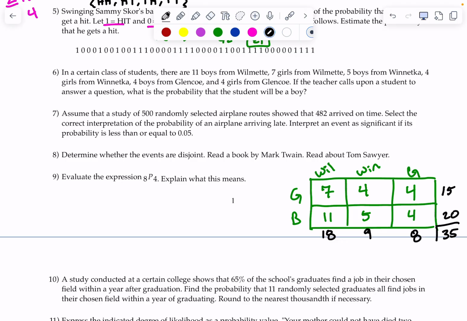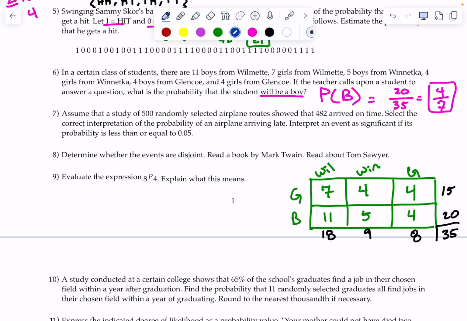If the teacher calls upon somebody to answer the question, what is the probability that the student will be a boy? Probability of boy. That's not boy given anything, that's just probability of boy. So we're going out of the total, 35, so 20 out of 35, or if I divide by 5, that's 4/7, or if you want that as a decimal, okay? I strongly encourage you, when they give you story problems like that, to write it down as a table, or do something like that, okay?